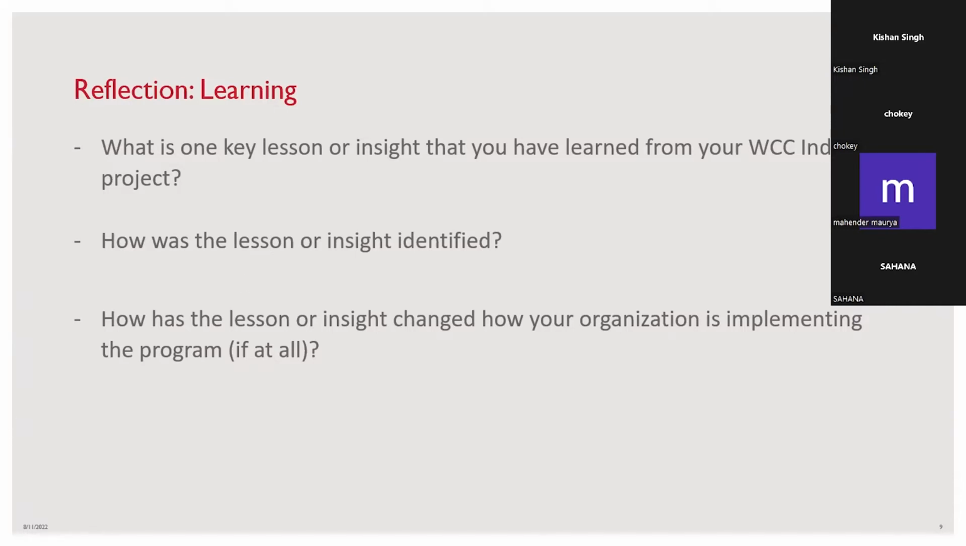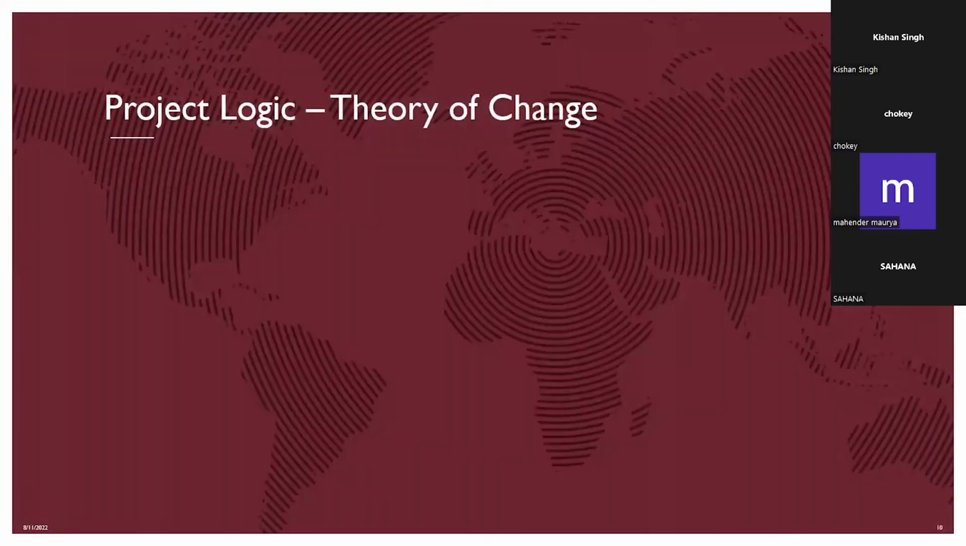I think it's always a little bit hard to come up with what was the key lesson or insight that we had. But I also think it's a really useful exercise to go through because it forces you to think about what some of the key things were that we've learned from implementation. So we're going to move on to talk about project logic for a little bit, and we're going to focus on the theory of change.